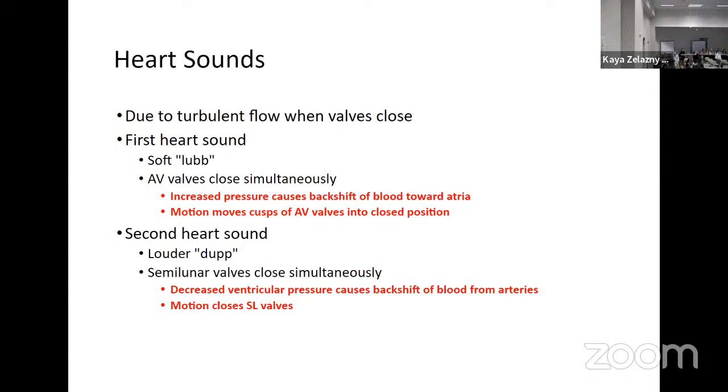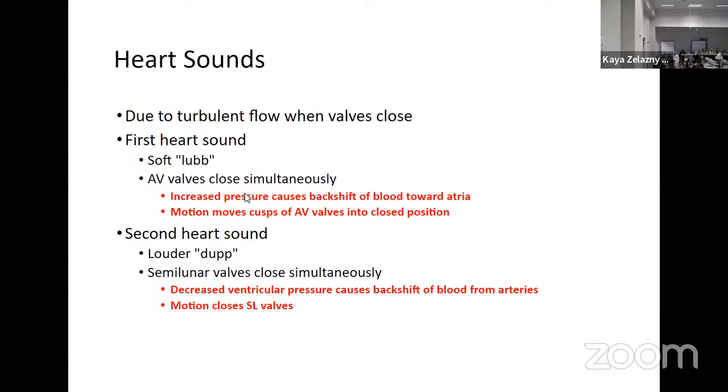So the first heart sound that you hear, the soft lub of the lub dub, is the AV valves closing and the turbulent flow of that blood hitting them as it tries to move backwards but can't. Okay, so this is happening first. This is the increased pressure in the ventricle during isovolumetric contraction causing some backshift of blood towards the atria. It can't get there, pushes those AV valves into that closed position, and you hear that sound softly at first.